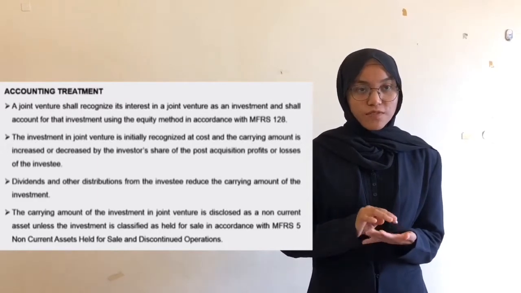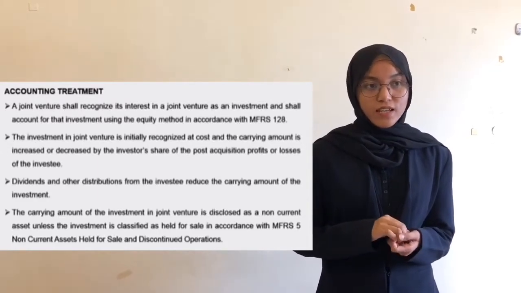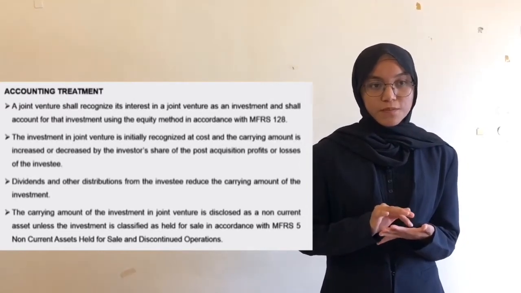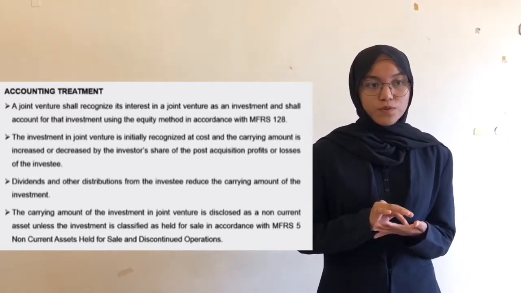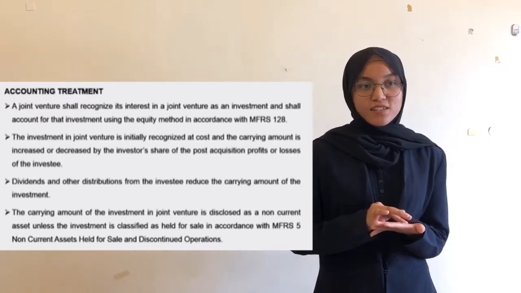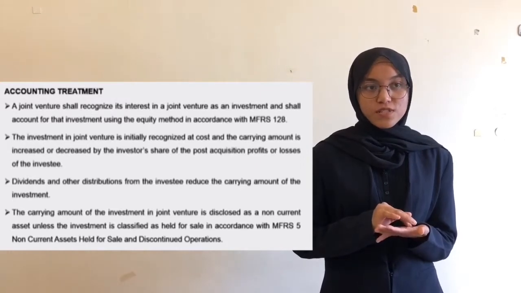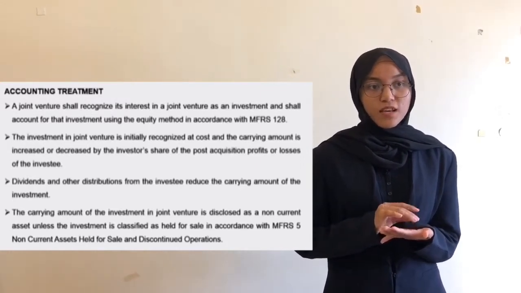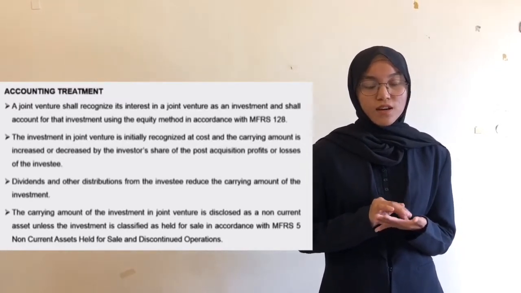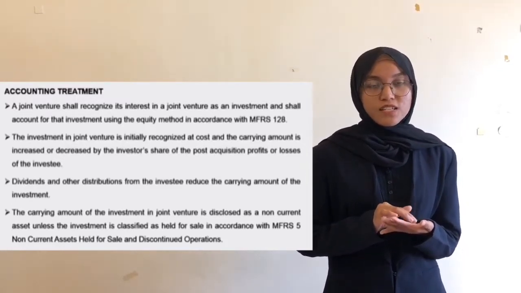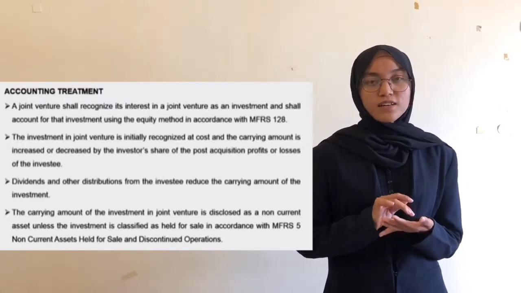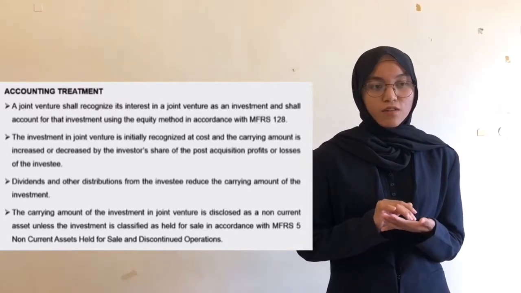The investment in a joint venture is initially recognized at cost, and the carrying amount is increased or decreased by the investor's share of the post-acquisition profit or loss of the investee. Dividends and other distributions from the investee reduce the carrying amount of the investment. The carrying amount of the investment in a joint venture is disclosed as a non-current asset unless the investment is classified as held for sale in accordance with MFRS 5 Non-current Assets Held for Sale and Discontinued Operations.